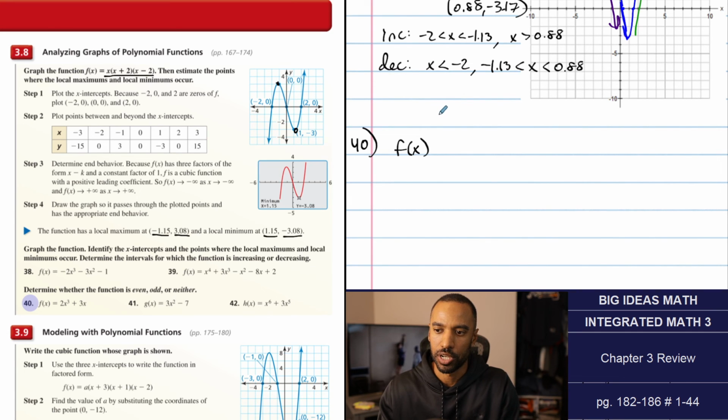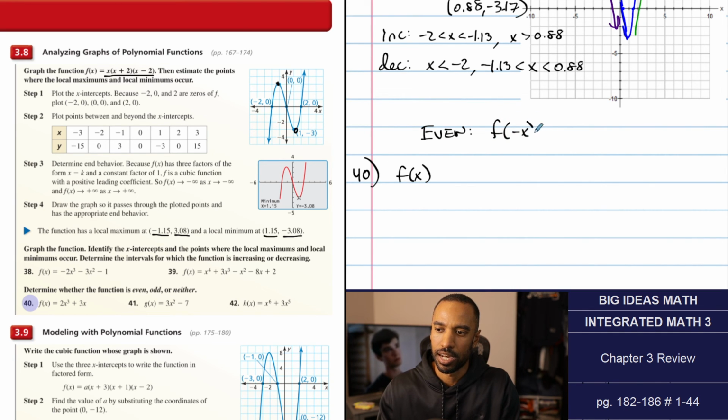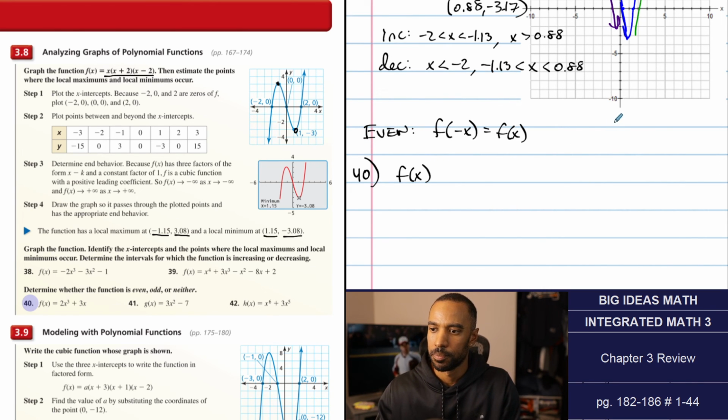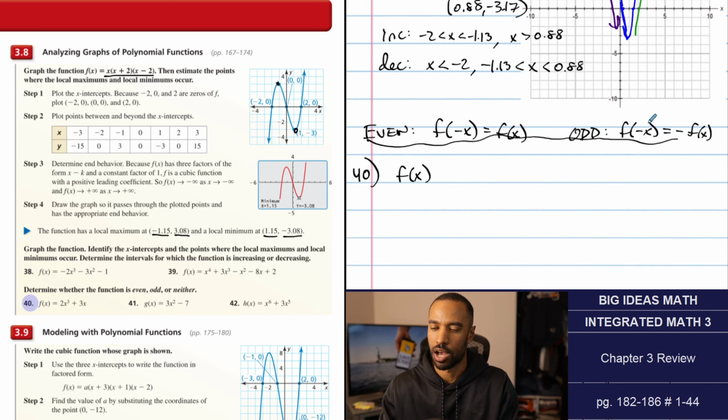So an odd function, let me actually write these out before we move on because they didn't say them. I want these to be notes. You have an even function when you plug in a negative x and you get the same y value out as you did before. You get an odd function when you plug in a negative x and you get the opposite y value as you did before. So we'll see those results. Neither case is neither. So there's even versus odd.